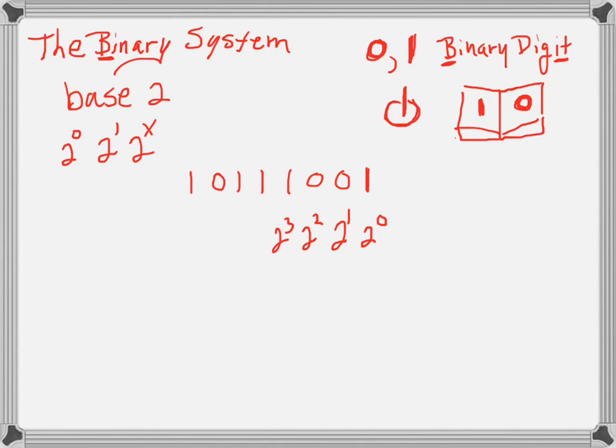Okay. So what do I have here? This is in the 2 to the 4th position. This is the 2 to the 5th position. This is the 2 to the 6th position. This is the 2 to the 7th position.